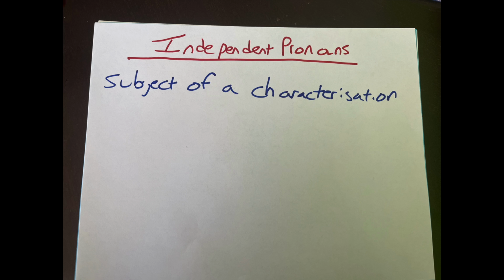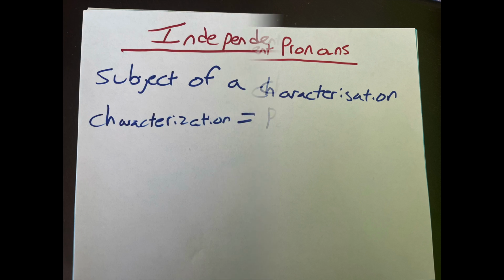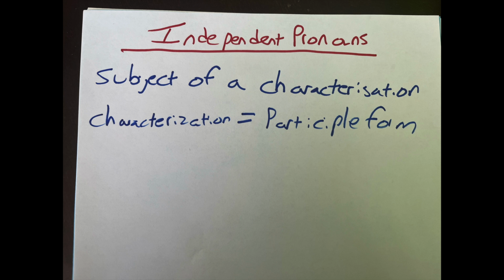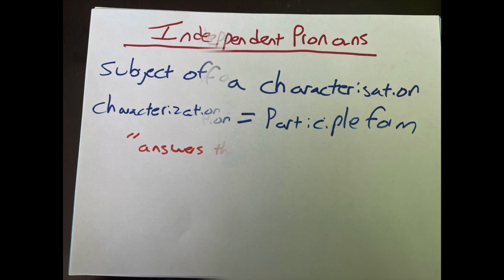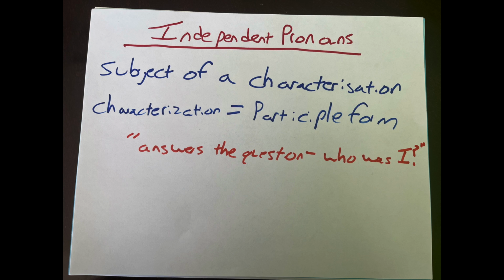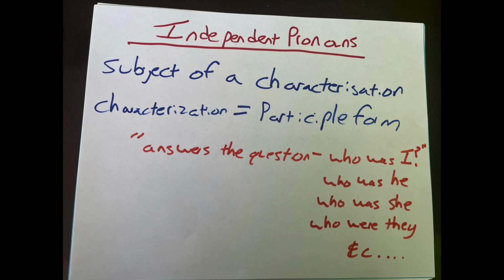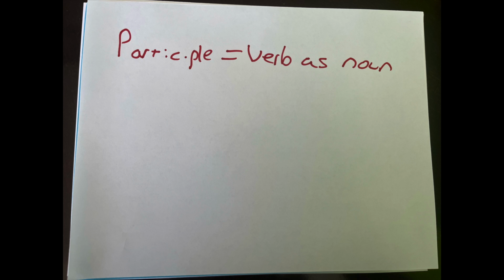Okay, so we'll come back to those at the end so you can make your cards. Let's talk about how independent pronouns are used. As the subject of characterization, which, as you recall, is done with the participle form. As a reminder, the participle form answers the question, who was I? So for independent pronouns, you're basically saying, who was I, or who was he, who was she, who were they, etc.